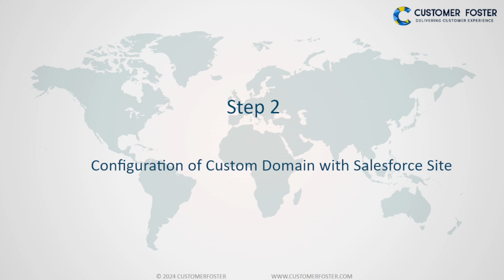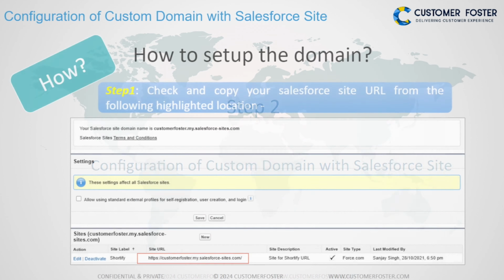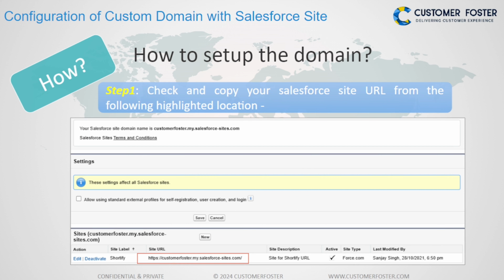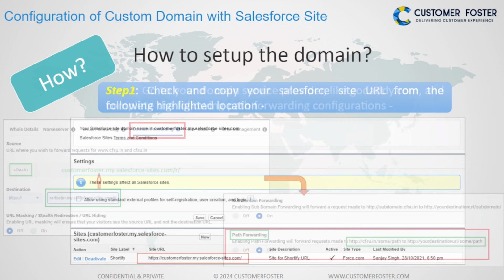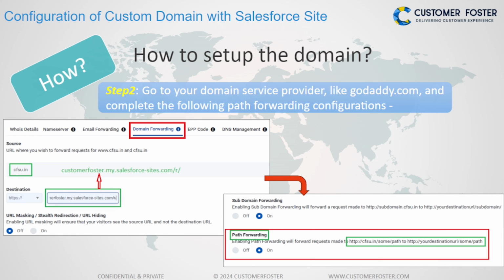For instance, if your website's domain or URL is http://customerfoster.com, opt for a short domain like http://cfsu.in, Customer Foster Shortening URL in, for all your shortened links. Once you have secured your short domain, navigate to your Salesforce org settings and copy your Salesforce site URL, as illustrated on the screen. Proceed to your domain service provider, such as GoDaddy.com or others, for the path forwarding configurations, as detailed on the screen.